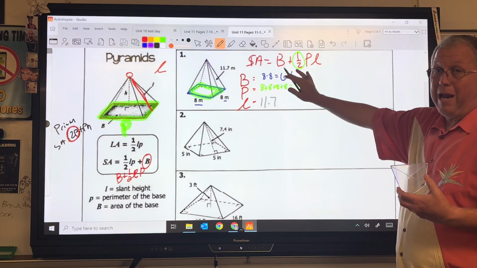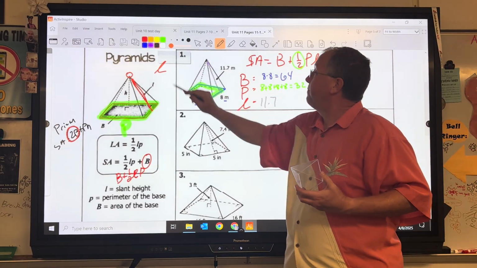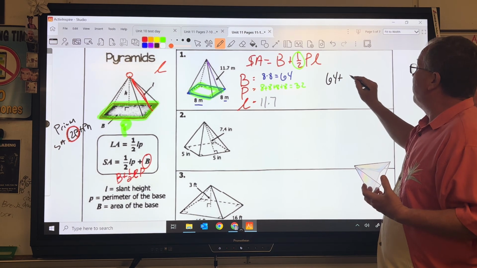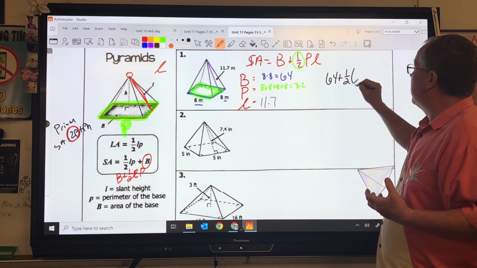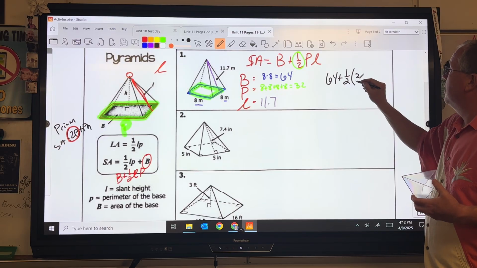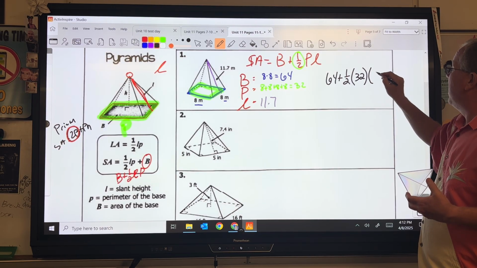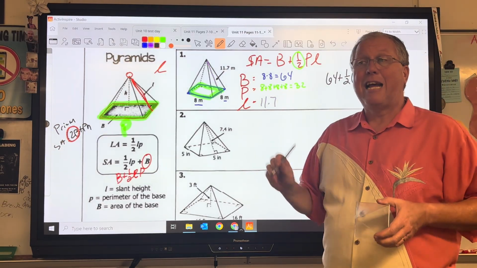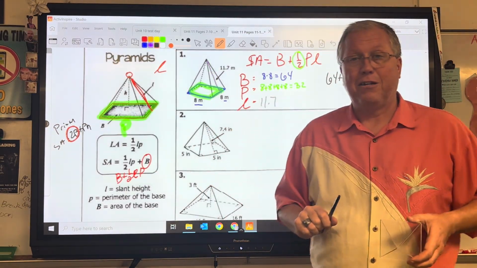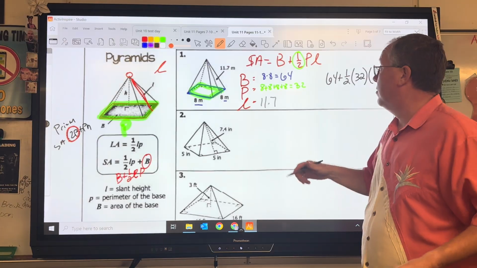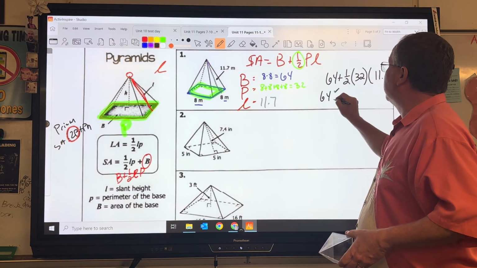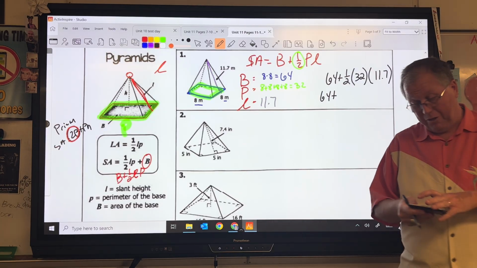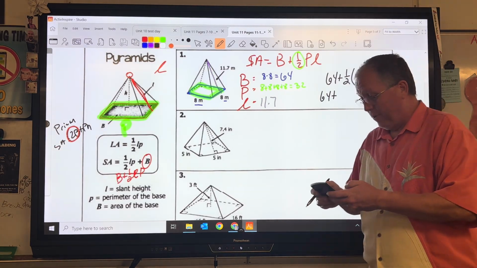So now when I complete this, I'm going to do the following. I'm going to take my base, which is 64. I'm going to add it plus 1/2 times my perimeter, 32, and my slant height, 11.7. Now, you technically could type that straight into your calculator and it will give you the answer, but I am not going to do that. I'm going to do it the long way. So I'm going to go, this is 64. I'm going to take my calculator and I'm going to go 1/2 times 32 times 11.7.